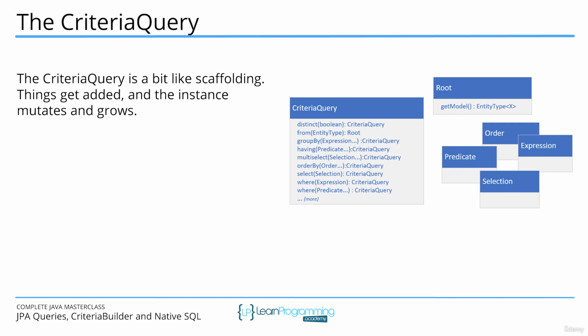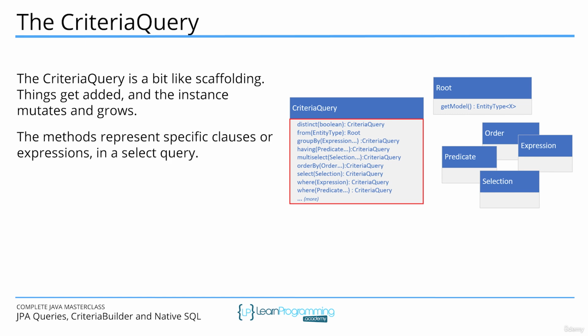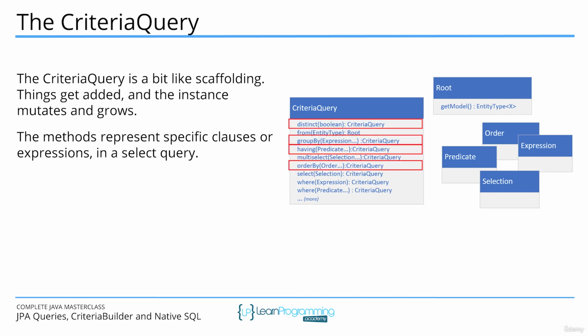Unlike the string builder though, the additions to the criteria query object can be of multiple types depending on the method selected. Pause the video here for just a moment and take a little time to familiarize yourself with some of the methods on this class. You'll notice that the methods on this class almost all represent specific clauses or expressions in a select query. You've got the select method, the from method, a where method, as well as others like distinct, order by, having, group by, and so on, which should be familiar terms for anyone who has written SQL queries.